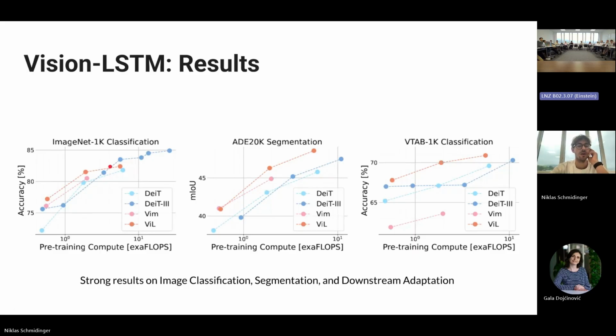strong on classification compared to DeiT, which is transformer-based, and Vim, which is a Vision Mamba. So it's quite good on classification, but it's especially good on segmentation. You can see here the curve, or this IoU, is larger. And also if you then adapt it, so you take a pre-trained model and fine-tune it on some downstream tasks, there it also performs well over transformers and over Mambas. So strong results on image classification, segmentation, and also downstream adaptation.